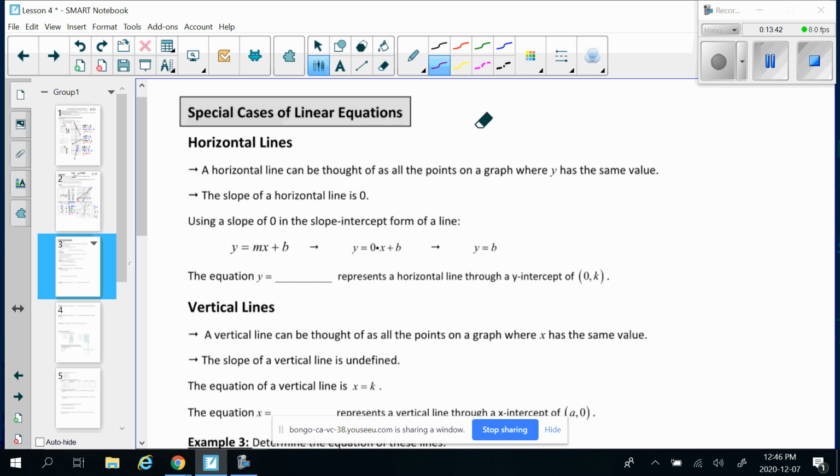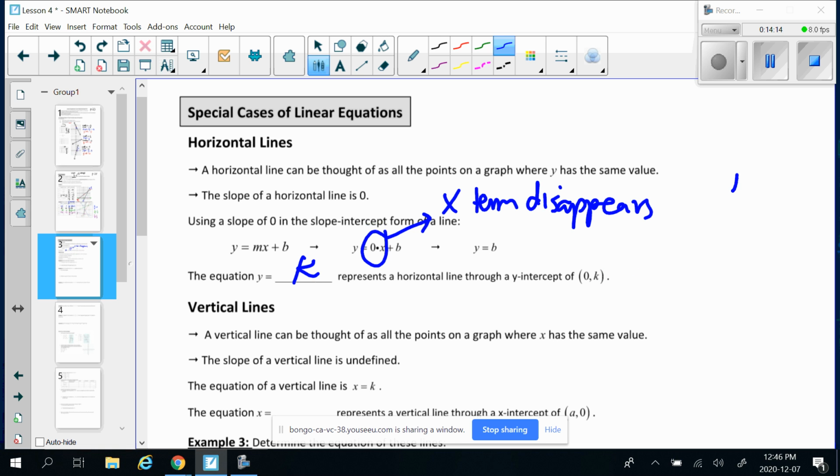Except that there are some special cases. So we've already talked about a horizontal line. A horizontal line has a slope of 0. So if you put a coefficient of 0 on the x, then the x term will disappear. And if the x term disappears, then you're just going to have an equation that looks like y equals a number. So the equation y equals k represents a horizontal line through a y-intercept of 0, k.